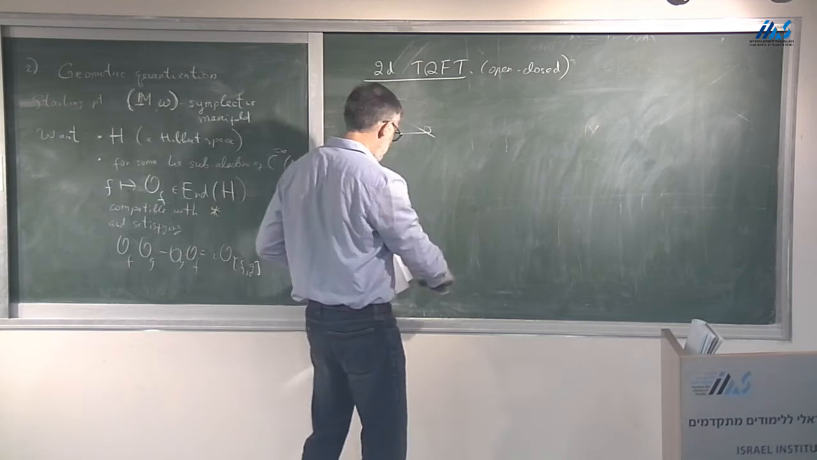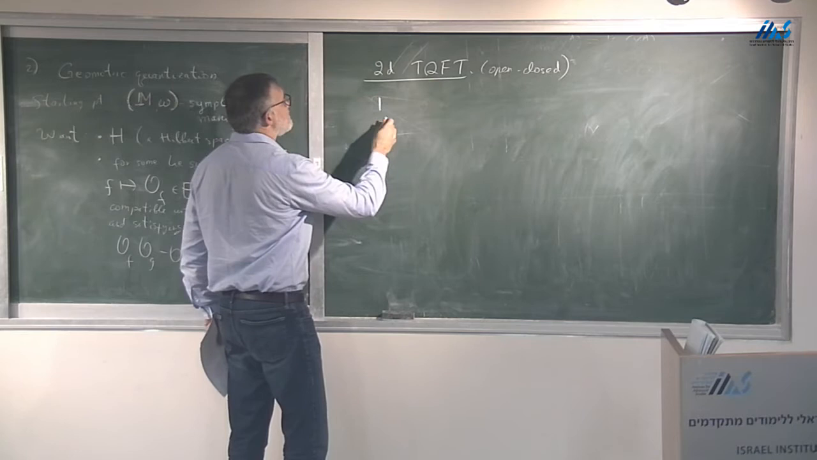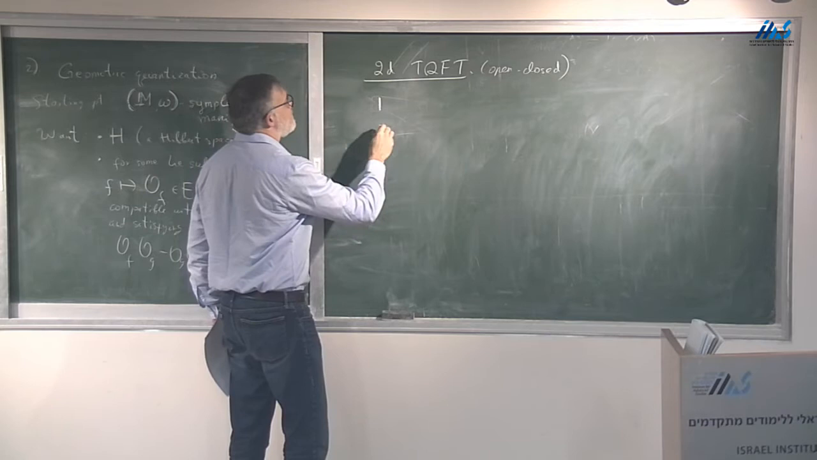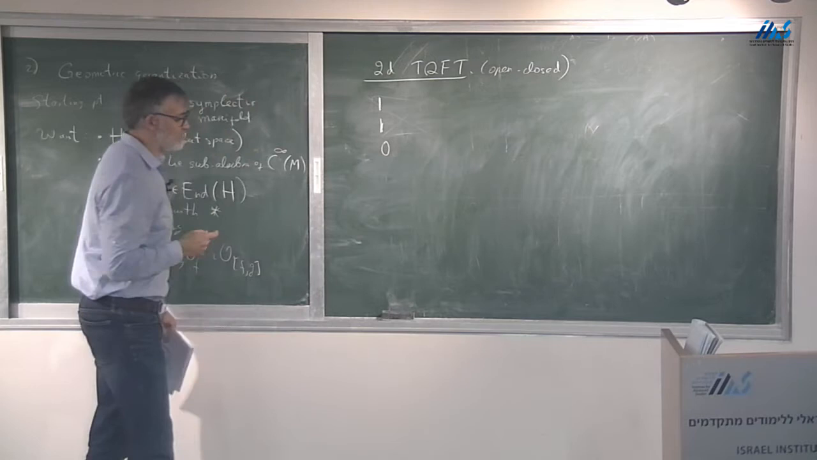So in this open-closed topological field theory, consider again some geometric category whose objects are disjoint unions of one-dimensional compact manifolds with boundaries. These are basically collections of circles and intervals. And one other datum which goes into this is some other category, and its objects.